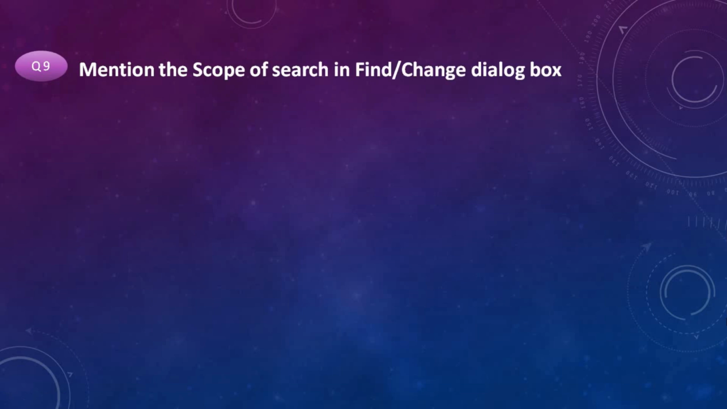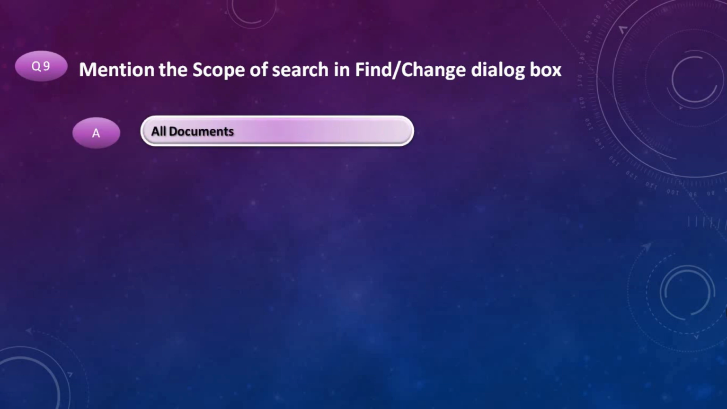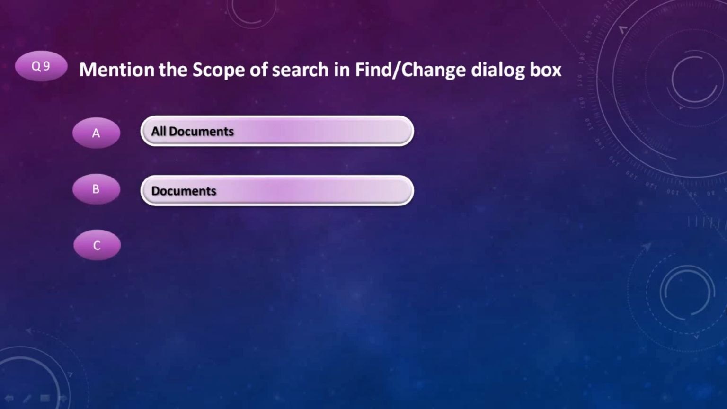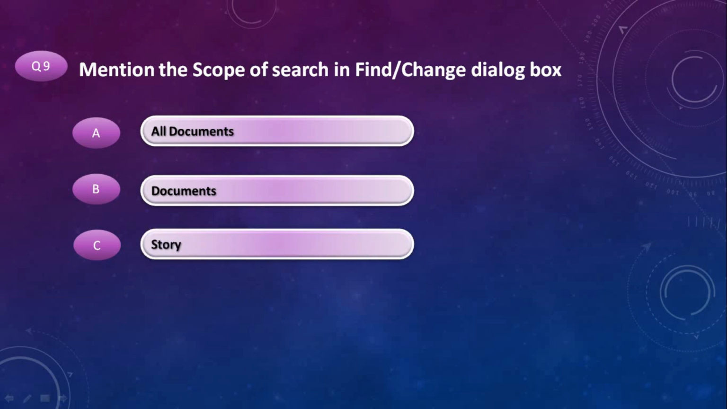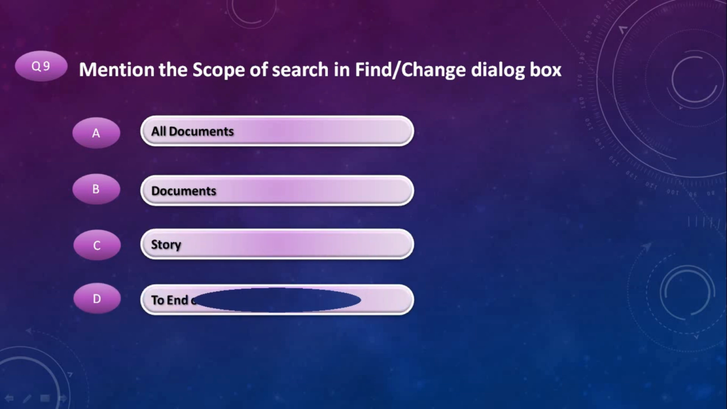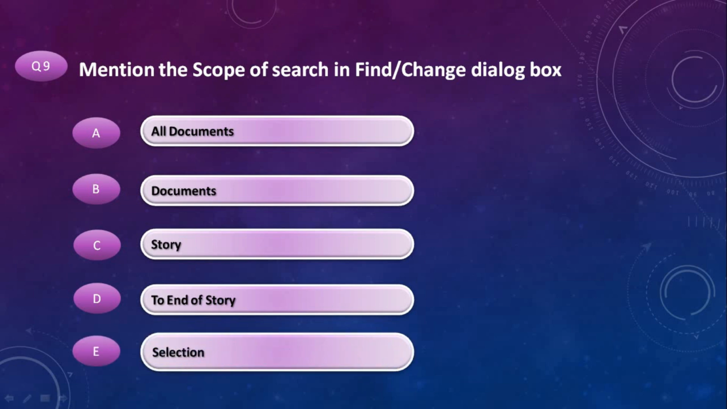Mention the scope of search in find and change dialog box. All documents, documents, story, to end of story, and selection. The scope of search in find or change to dialog box are all documents, documents, story, to end of story, and selection.